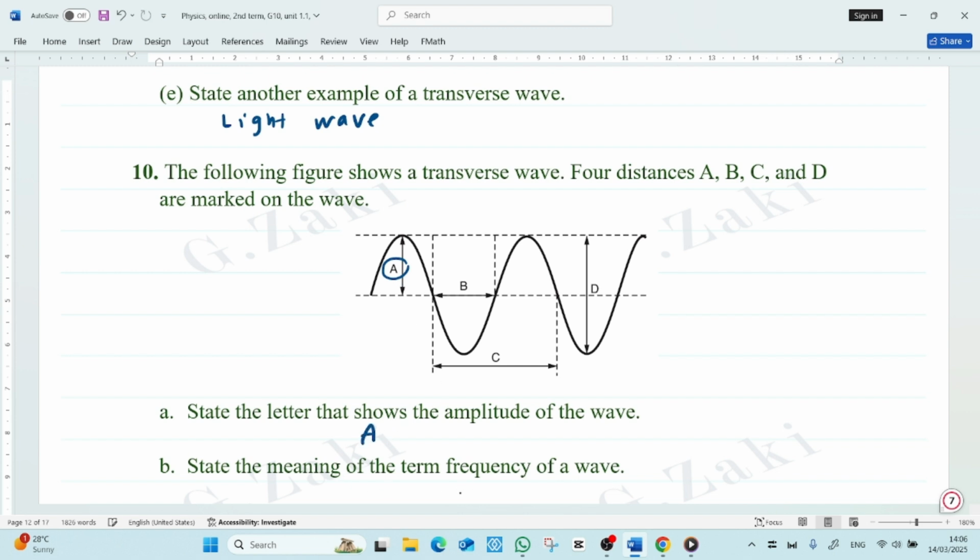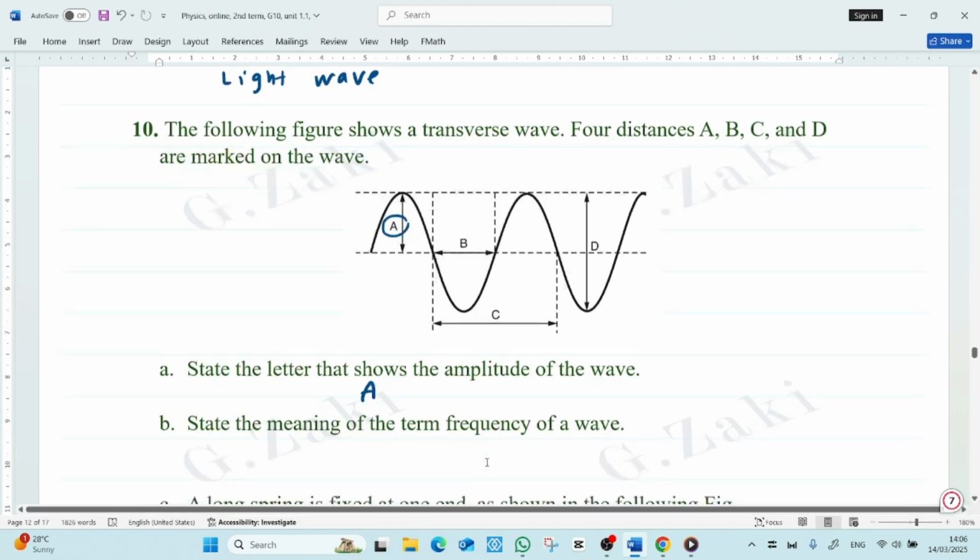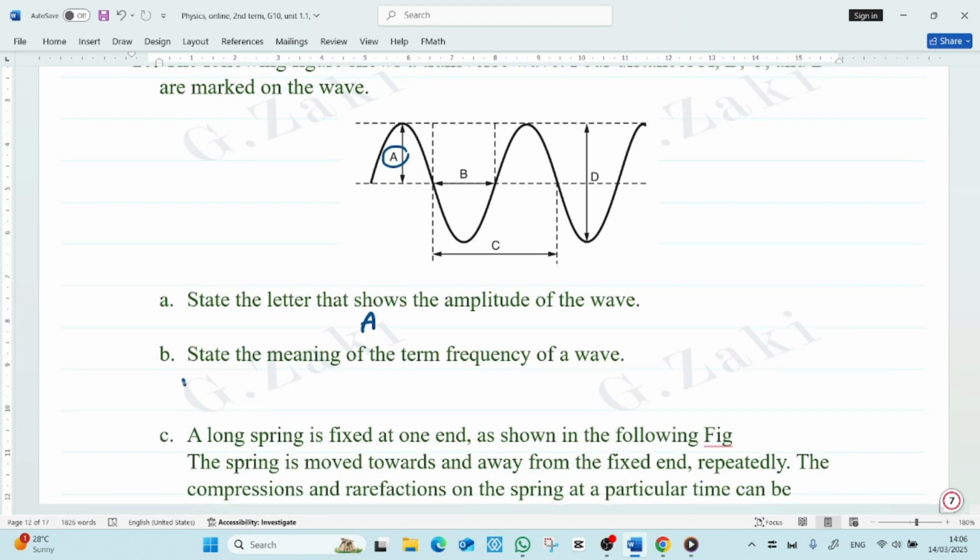State the meaning of the term frequency. It is the number of complete waves produced by the source each second. Number of complete waves produced by the source each second.